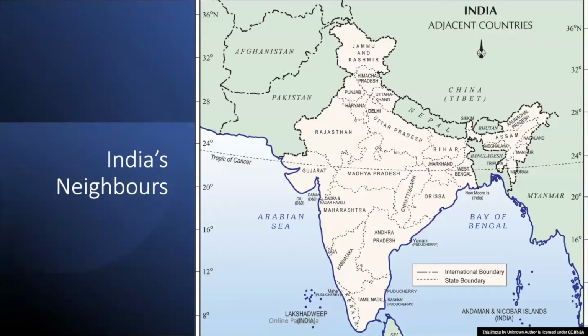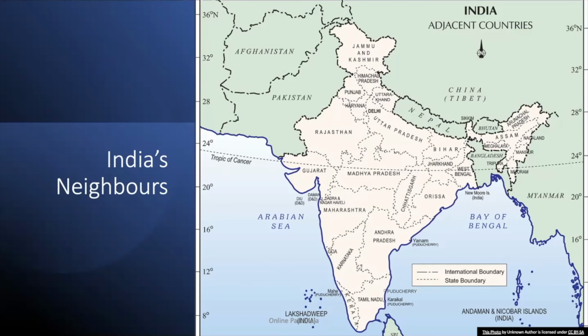Now, if we look at India's neighbors, India really occupies a strategic position in South Asia. India has 28 states and 9 union territories. India shares its land boundaries with Pakistan and Afghanistan in the northwest, China, Tibet, Nepal, and Bhutan in the north, and Myanmar and Bangladesh in the east.